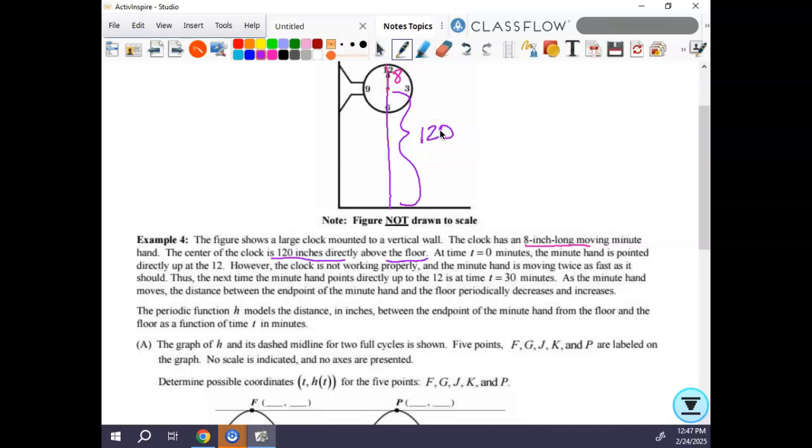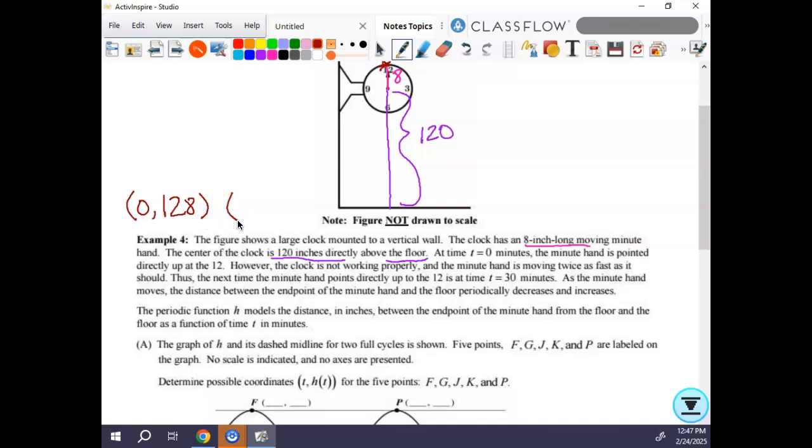At time t equals 0 minutes, the minute hand is pointed directly up at the 12. So it's right here at time t equals 0. So at time t equals 0, how far is the tip of that hand off the floor? 128.